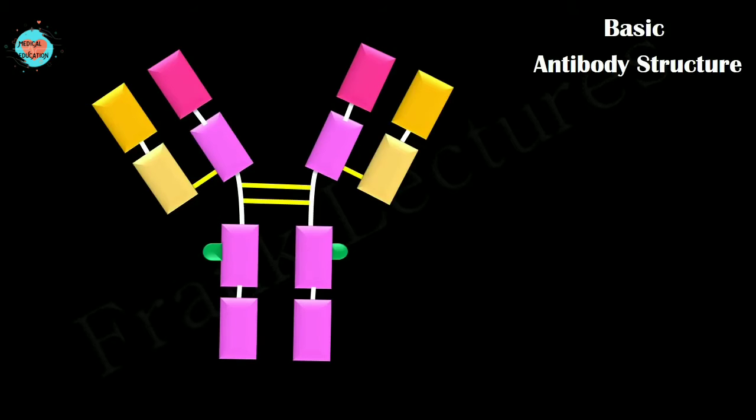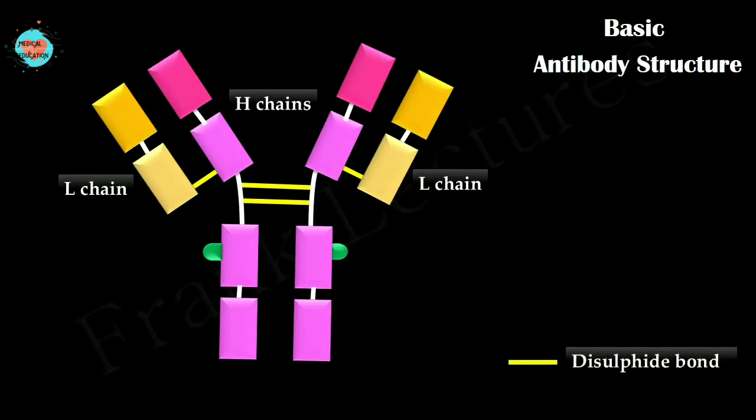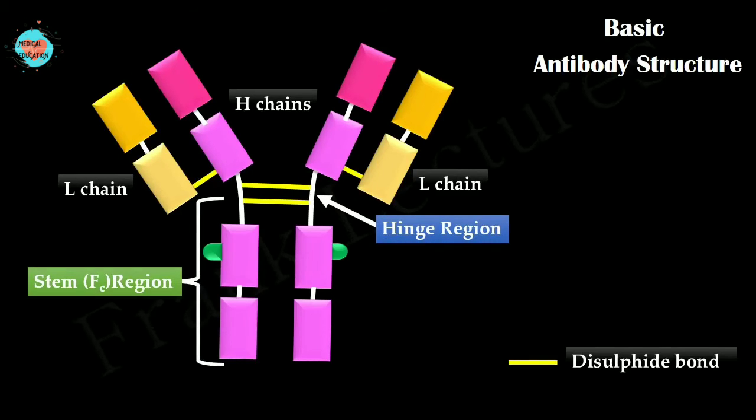Before going into further details of antibody structure, let's have a look at what we have studied just now. These are the two identical heavy chains and these are two identical light chains. Each light chain is attached to a heavy chain via a disulfide bond. The two heavy chains are linked to each other via two disulfide bonds. Mid-region is known as hinge region and this is the stem or Fc region.